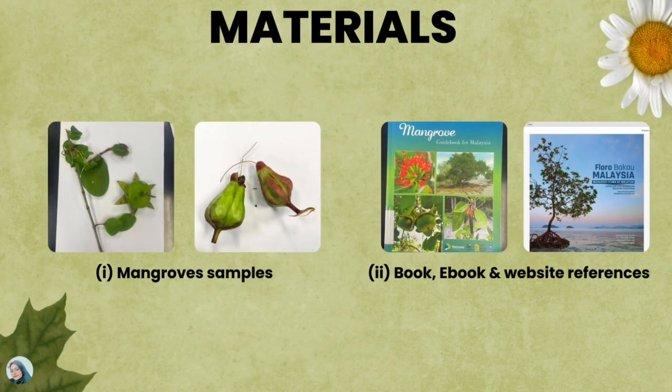The materials that we used are mangrove samples, where the left side is the true mangrove sample and the right side is the associate mangrove sample. For the identification process, our group used physical books, e-books, and website references.